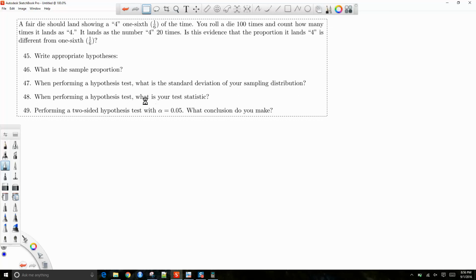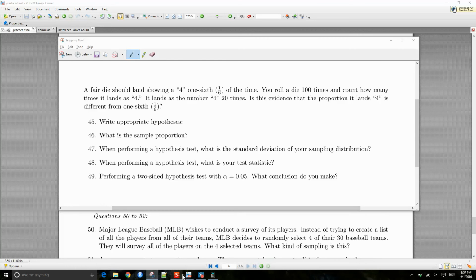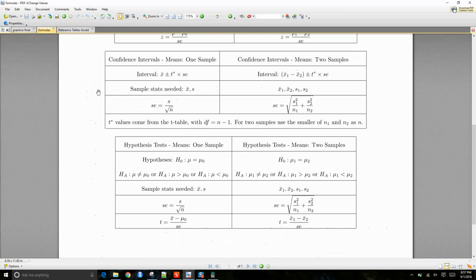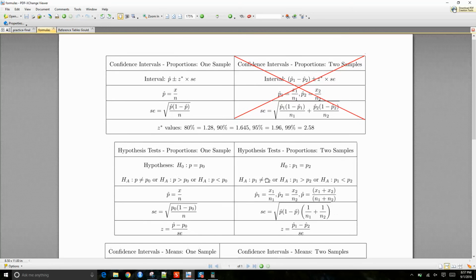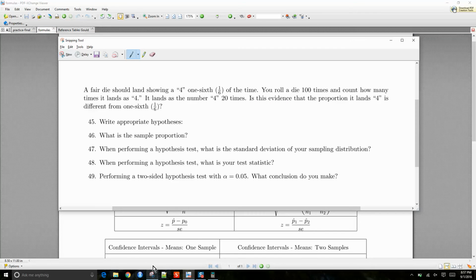Oh, that's on the quiz. Okay, so it says a fair die should land showing the number 4 1/6 of the time. And you roll a die 100 times and count how many times it lands as the 4. So here we're doing a hypothesis test. We're dealing with proportions because we're talking about whether the die lands on the number 4 or not. And here we just have one sample. When we read through the problem, it says we rolled it 100 times, and that's all it says for sample collection. So we're going to do hypothesis test, proportions, one sample.